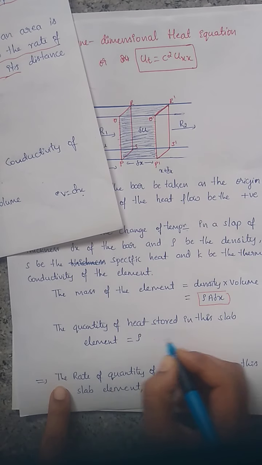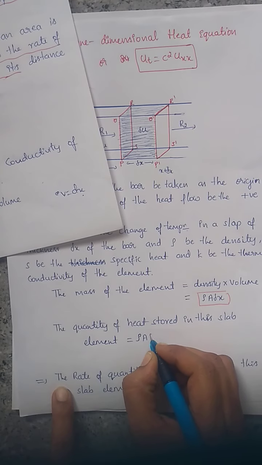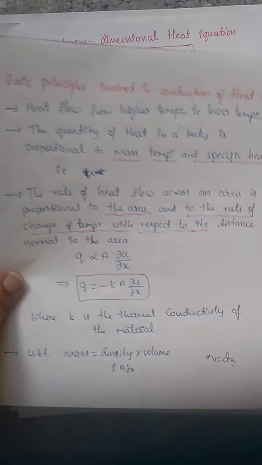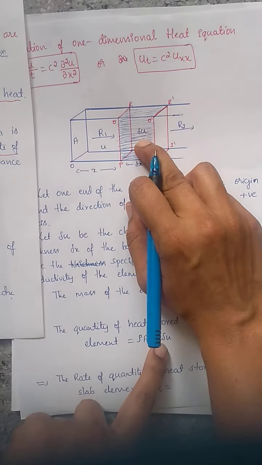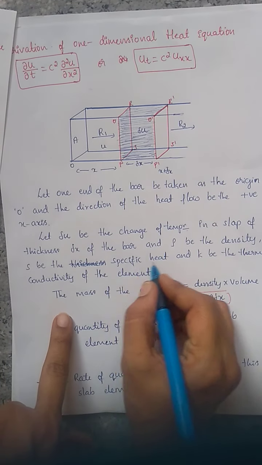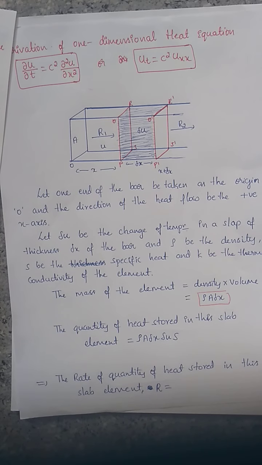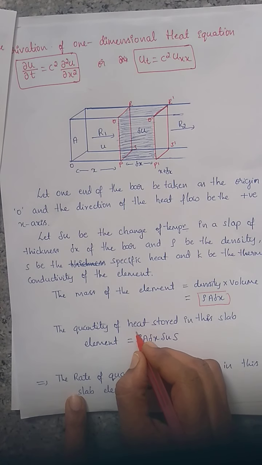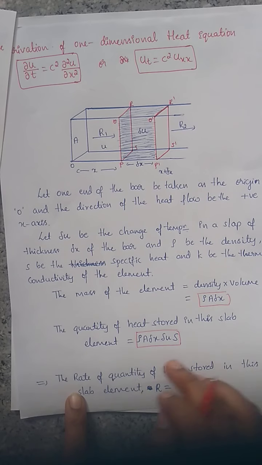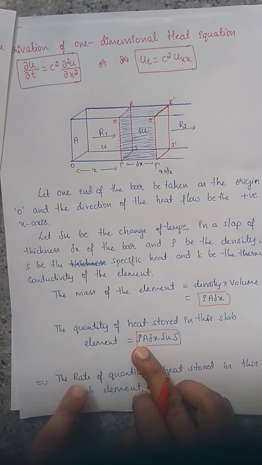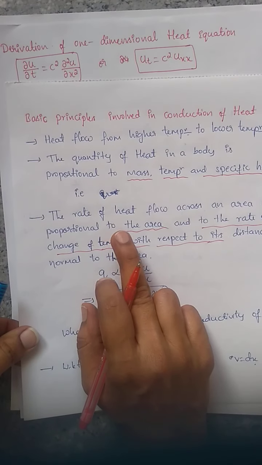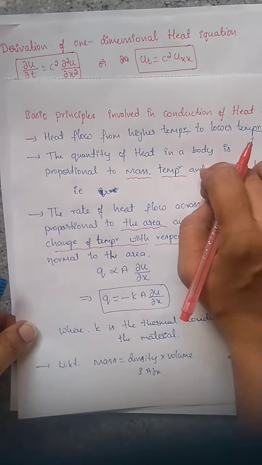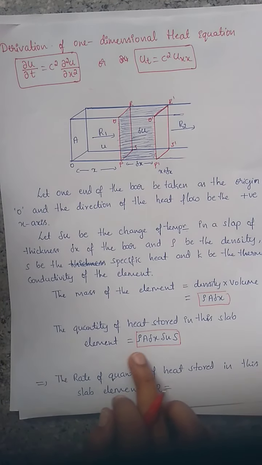What is our mass? Rho A delta x. Mass into temperature into specific heat. The temperature of this slab of the element is delta u, and specific heat is represented by the symbol S. Therefore, this is the quantity of heat stored in this slab of the element, mass into temperature into specific heat, using the second basic principle involved in the conduction of heat.